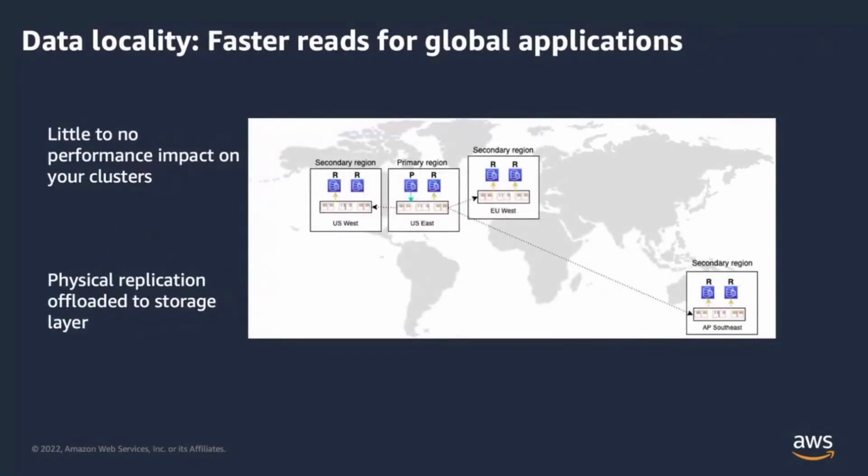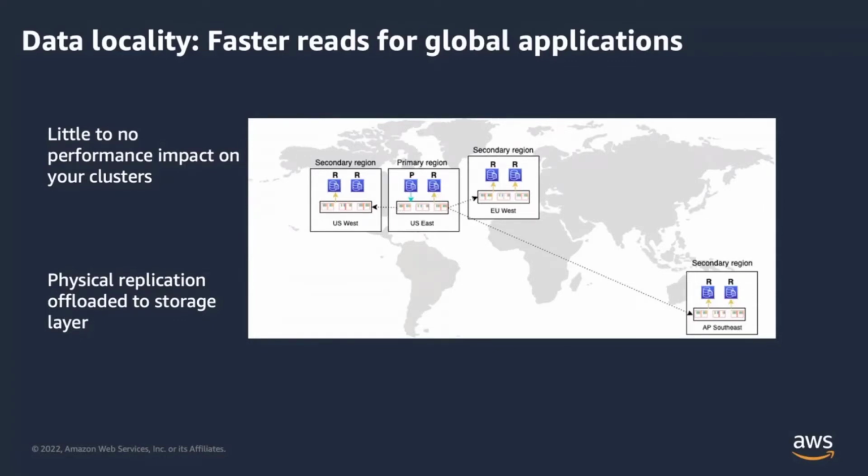Now let's look at the second use case, which is data locality. Since replication is offloaded to the storage layer, there is little to no impact to your application's performance, as the application typically interacts with the compute layer. The low replica lag that DocumentDB provides is because of that physical replication, right? I talked about less than a second latency.